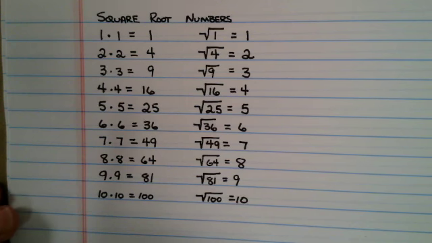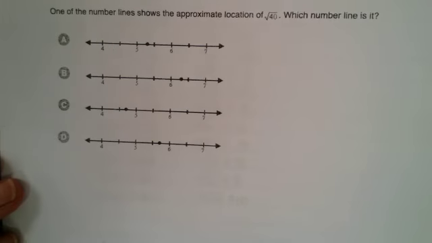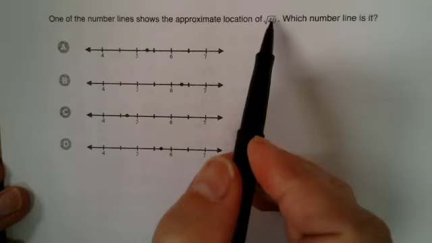So, if I'm looking for some of these other square root numbers, I can tell where it's in between by looking at this chart right here. And this is one way of doing this. So, I've been given this number, the square root of 40.